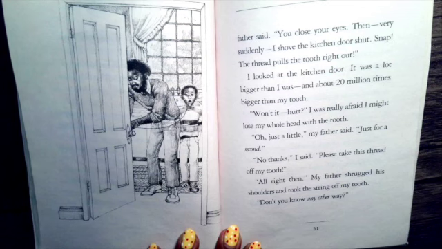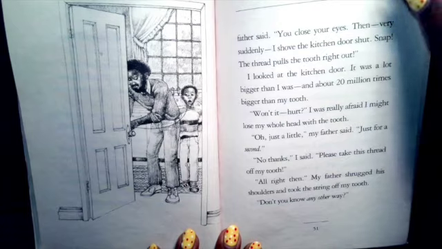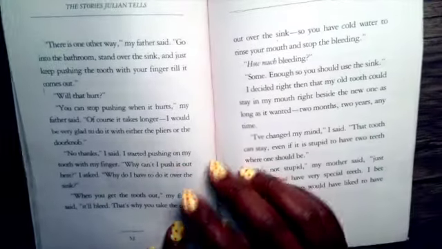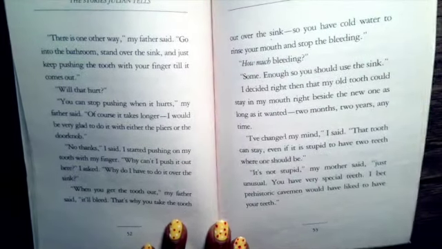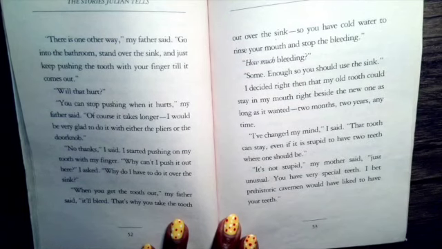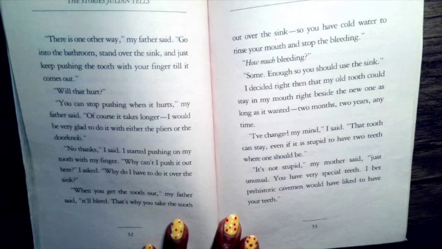Just for a second. No, thanks, I said. Please take this thread off my tooth. All right, then. My father shrugged his shoulders and took the string off my tooth. Don't you know any other way? There is one other way, my father said. Go into the bathroom, stand over the sink, and just keep pushing the tooth with your finger till it comes out. Will that hurt? You can stop pushing when it hurts, my father said.